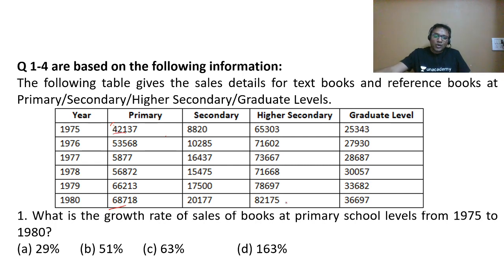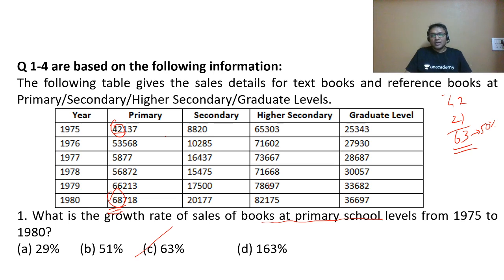Here I want the growth rate of sales of books at primary school levels. It's gone from 42 to 68. When you say 42 to 68, you have to be good at calculating 10%, 20%, 50%. What is 50%? For 42, 50% is 21, half of 42, which means 63. But 68 is more than 63, so I can definitely say it's more than 50%. So I can mark the answer 63% directly. It's definitely not 163%, right?